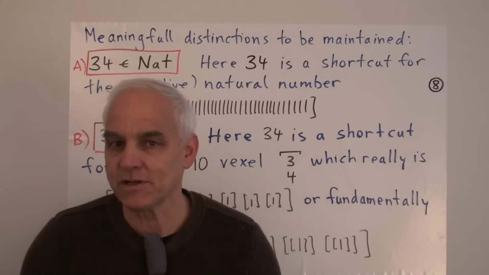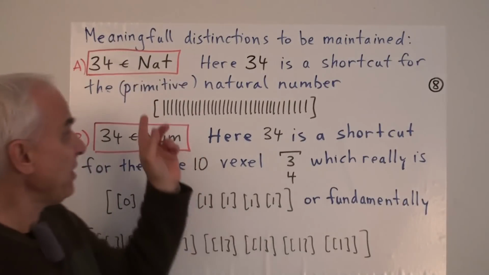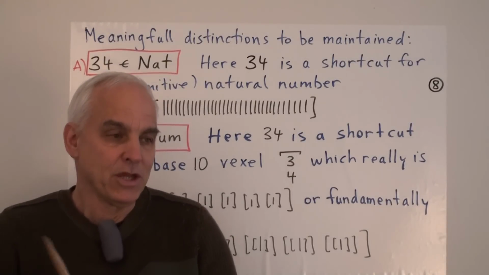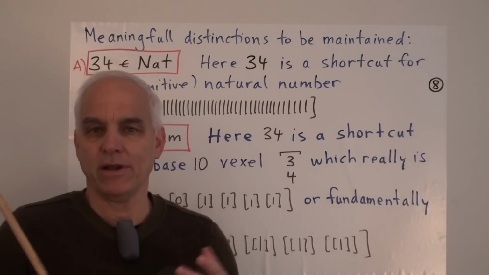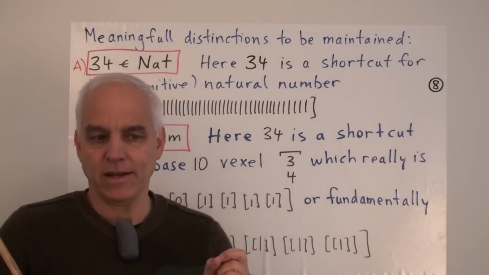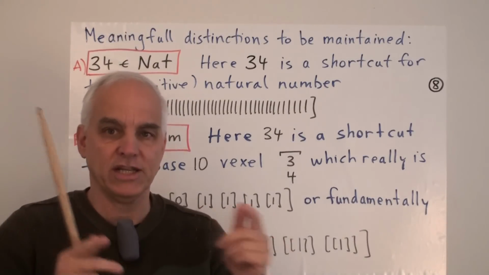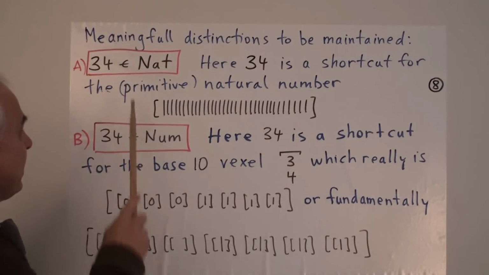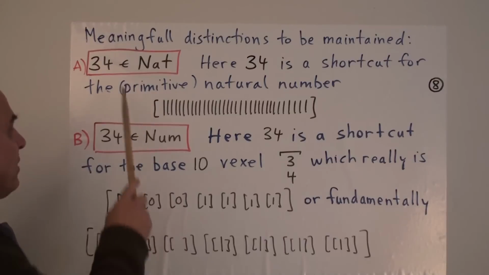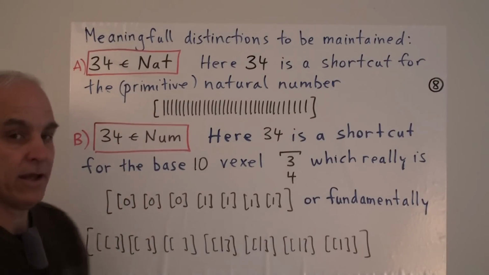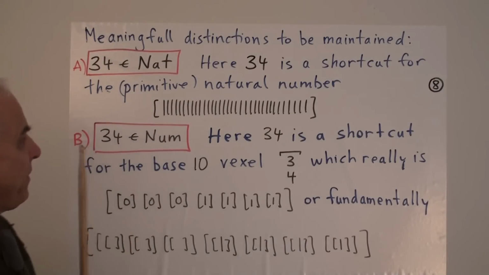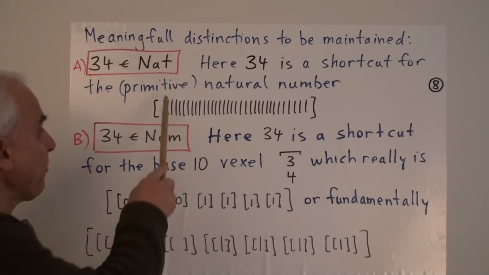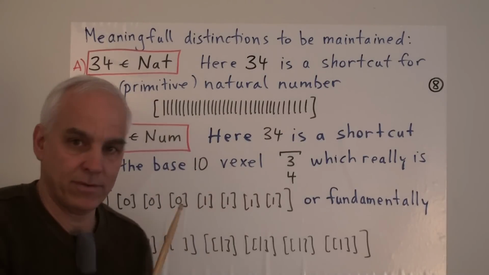Now, Errett Bishop's important dictum that meaningful distinctions need to be maintained needs to be kept in mind here as well. So we're using these Hindu Arabic numerals now in a number of different ways, and it's probably good for us to acknowledge these different ways that we're using them. One way that we're using them is in an expression like this. We might write 34 is of type nat. And that means that this 34 is our Hindu Arabic shortcut for the primitive natural number given by this.